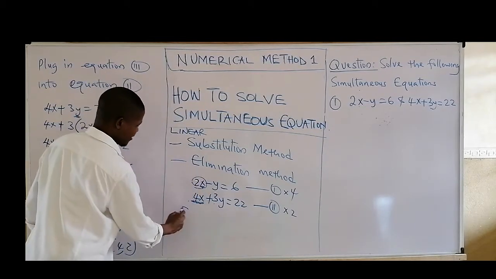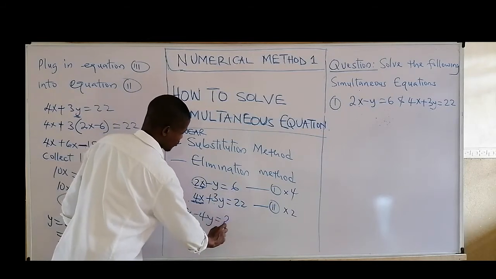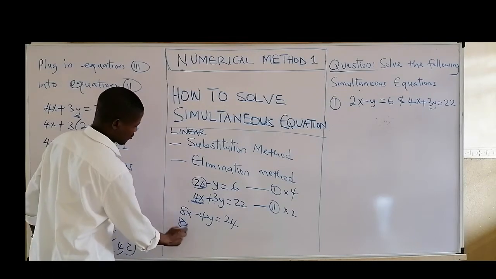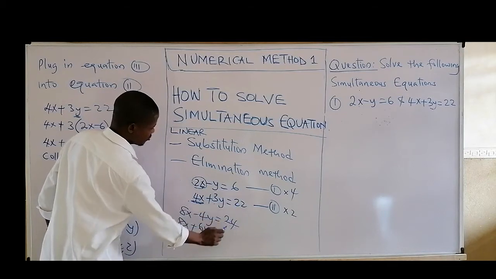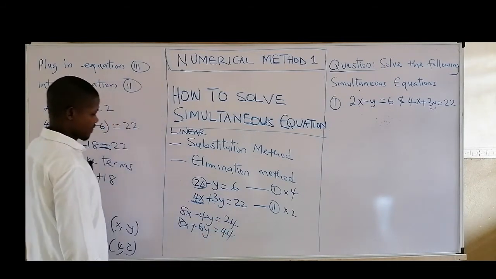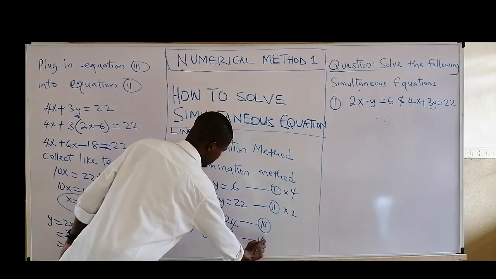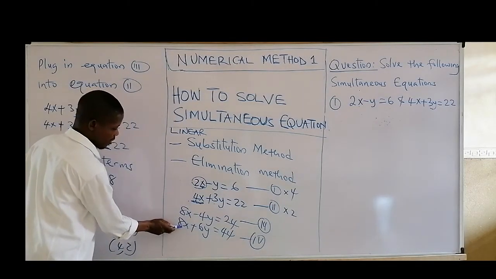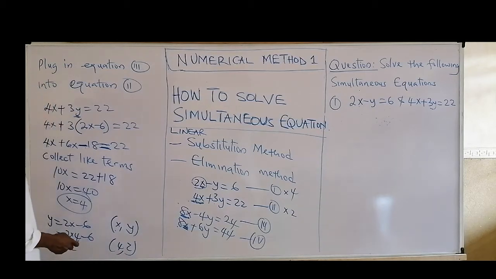So equation 1 times 4 will be 8x minus 4y, 6 times 4, that's 24. Here is 4x times 2, that's 8x also, plus 6y equal to 22 times 2, that's 44. So this is equation 3, and this will be equation 4. You can now see that the coefficients of x in the two equations are the same. The attachment of x here, which is the coefficient, is 8. In this place also, it's 8.